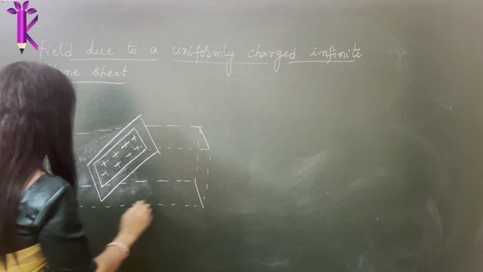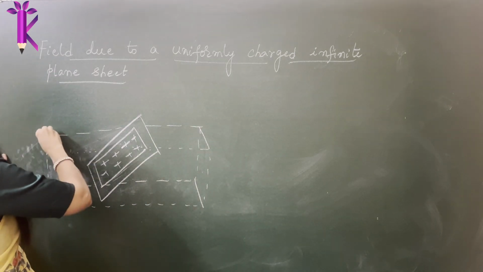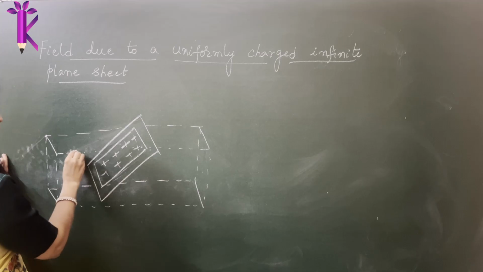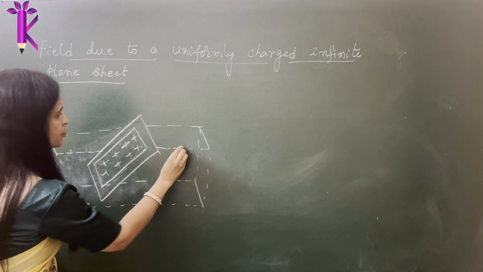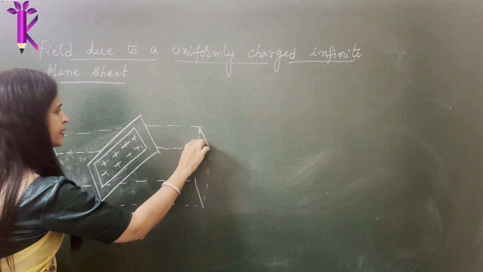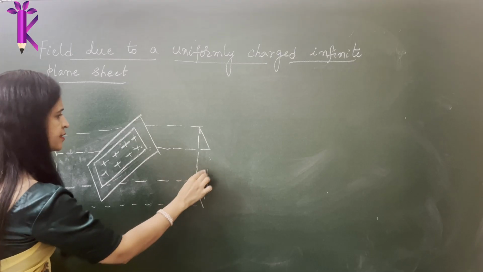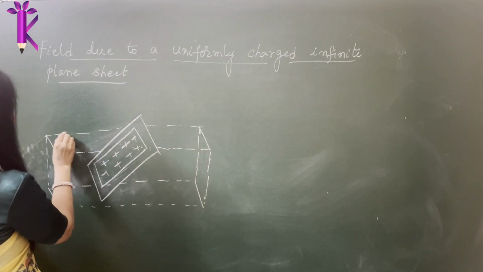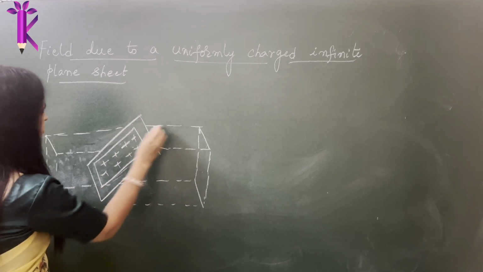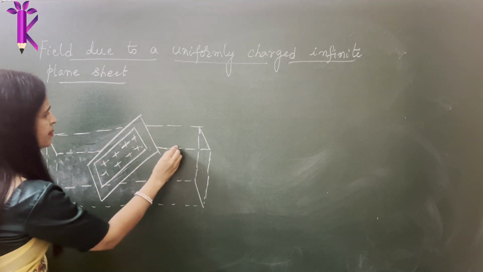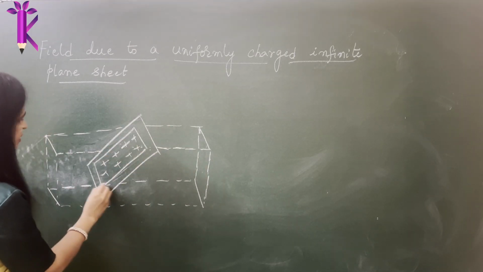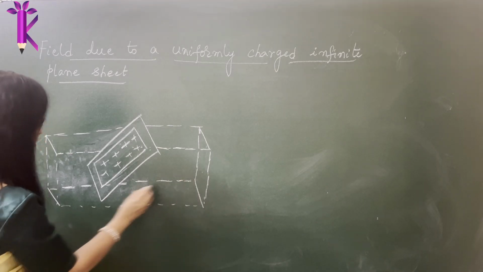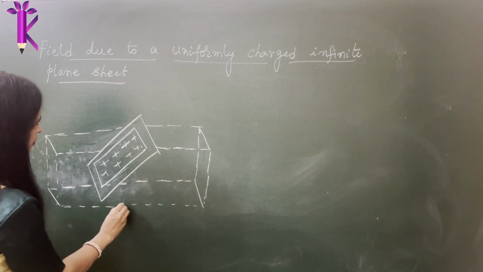Okay, it looks something like this. So you are assuming it to be enclosed like this. I hope it is clear. So it is rectangular in shape. Okay, you are assuming this metal sheet to be enclosed. So this is also infinitely long, right?